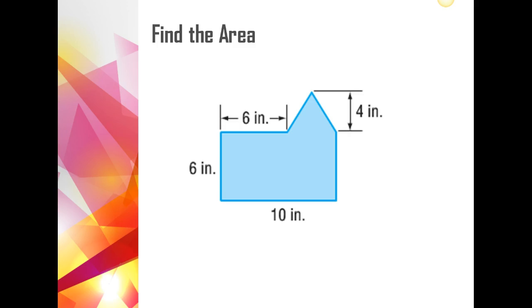Let's find the area of this composite figure. We want to break it down into individual pieces that we know how to find the area of. While there are certainly other ways to solve, I think the easiest thing to do is to divide this into a rectangle and a triangle. The dimensions of the rectangle are 6 inches and 10 inches, so to find the area, we'll multiply 6 times 10 for an area of 60 inches squared.